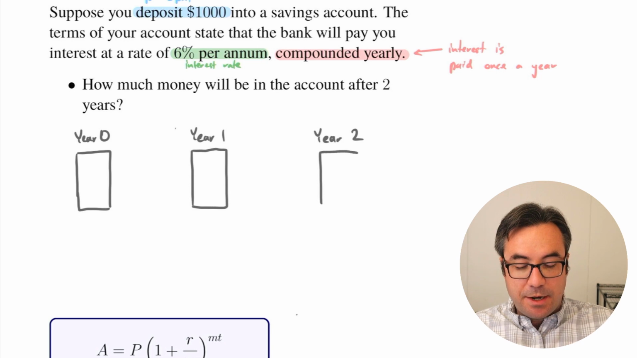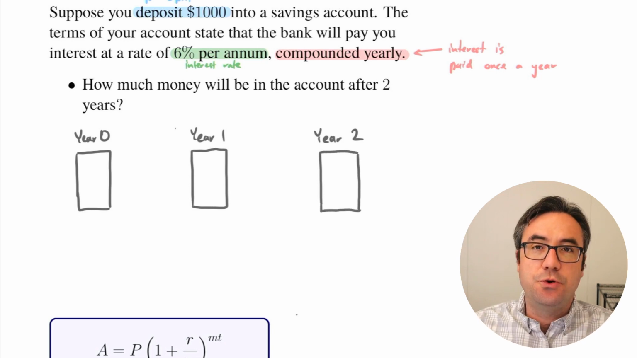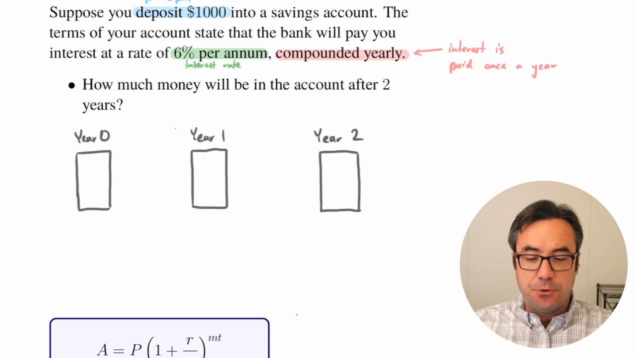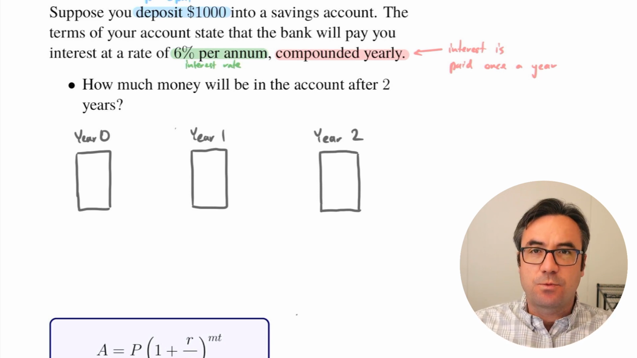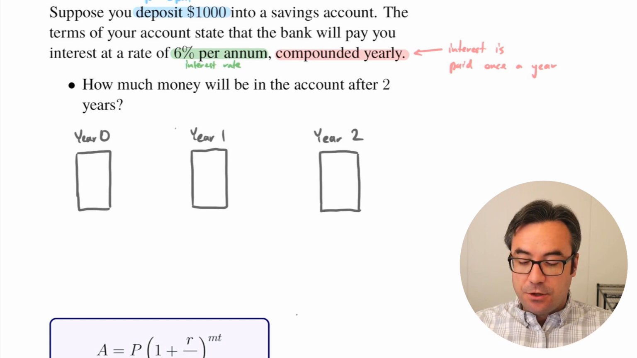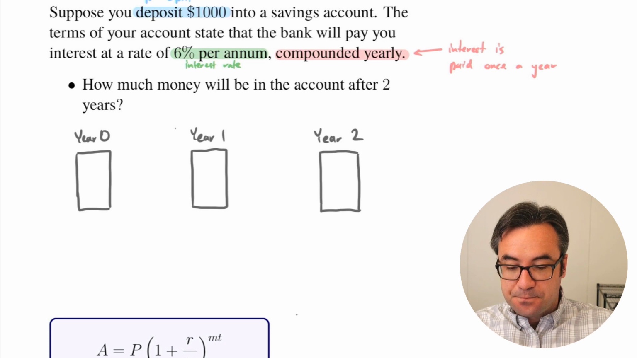So we have our bucket in year 0, our bucket in year 1, and then our bucket in year 2. All right, so let's start. In year 0, we're going to open our account and deposit the original principal.